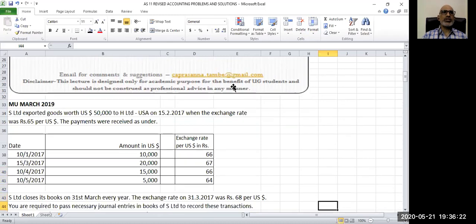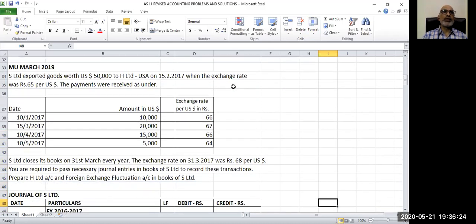I've selected a question from University of Mumbai, TY semester 6, March 2019 examination. Let me just read out the basics, what the question is all about. It's a question about export of goods. S Limited is an exporter, and goods worth US dollar 50,000 are exported to H Limited based in US. The rate of exchange, date of sale is given, and the amount is received in 4 different installments.